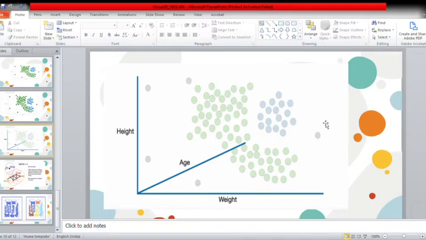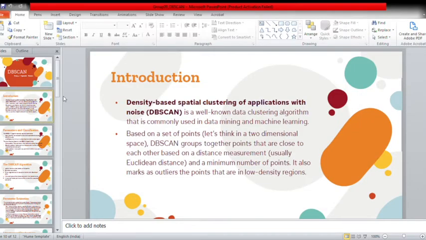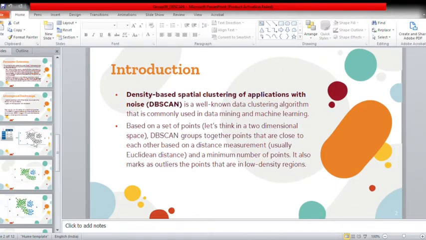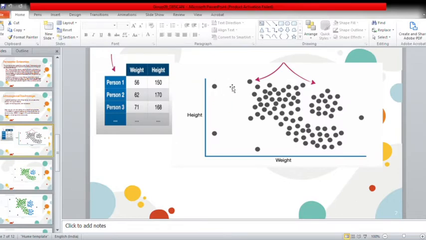The good news is that there are clustering algorithms that can identify nested clusters in high dimensions, and DBSCAN is one of them. DBSCAN works based on a set of points. Let's think in a two-dimensional graph as seen before. DBSCAN groups together points that are close to each other based on a distance measurement, usually the Euclidean distance by default, and a minimum number of points. It also marks the outliers. As we have seen, there were some points which were considered remote, and these would be the outliers.